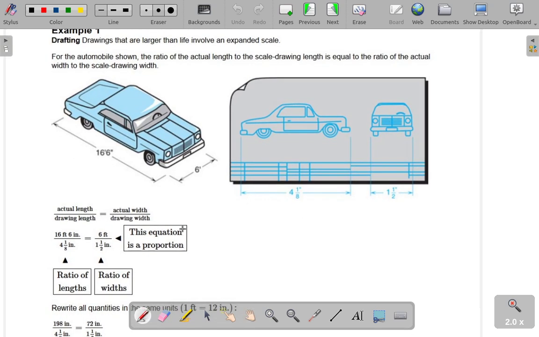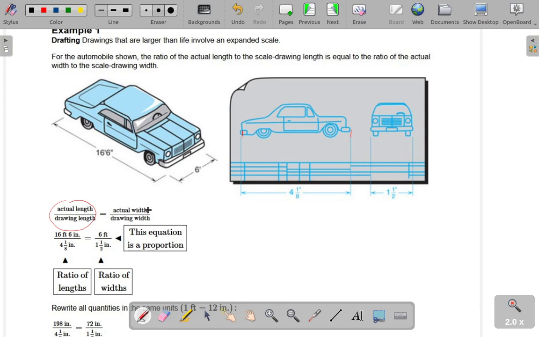What we can do is say that the actual length divided by the drawing length needs to be consistent throughout the entire drawing. In this example, we have a car that's 16 feet 6 inches long, and the drawing of this is going to be 4 1/8 inches. Whatever number that comes out to be, that's the scale that we're using here. This number divided by that number. So the actual length divided by the drawing length is going to be our scale.